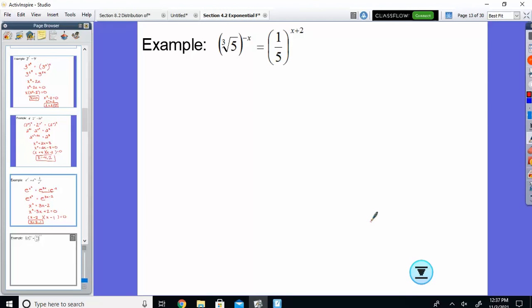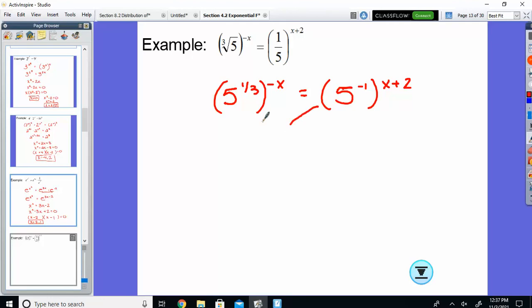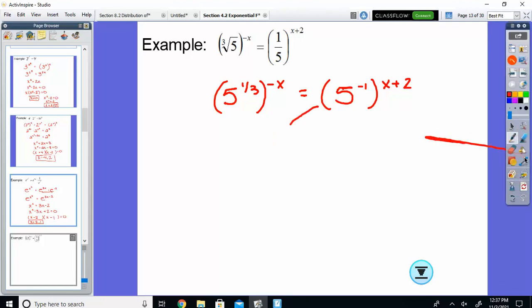So what would be my common base here? 5. Okay. So a cube root, you would write that as 5 to what power? To the 1/3. Okay, 1/5, that would be 5 to the negative 1. So now the exponent rules. Power to a power we multiply.